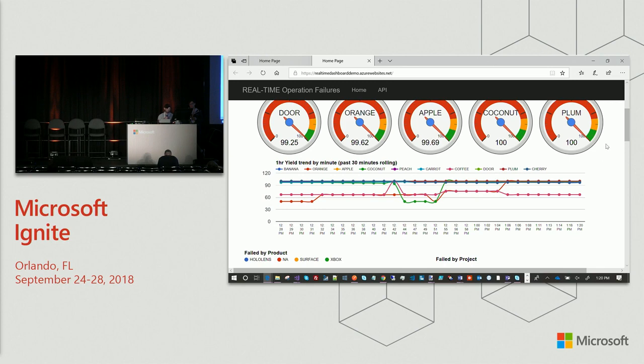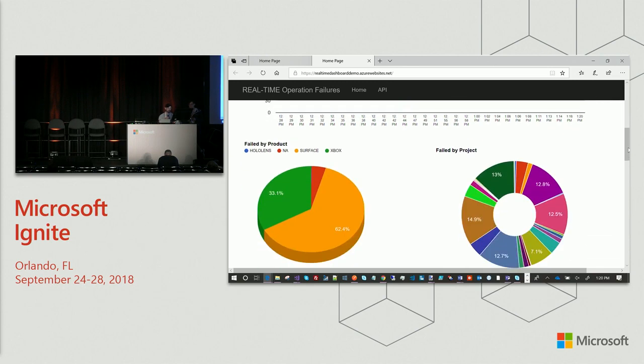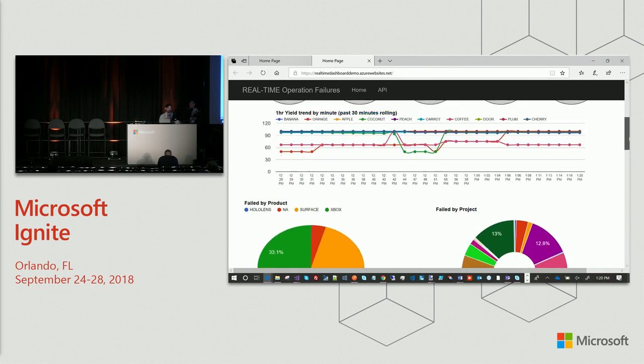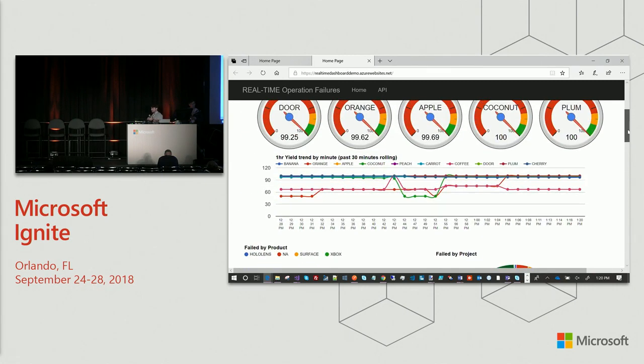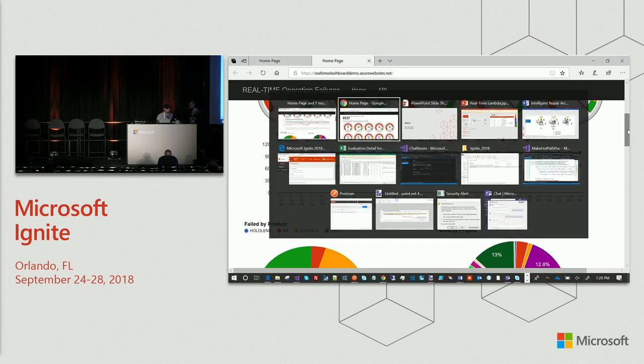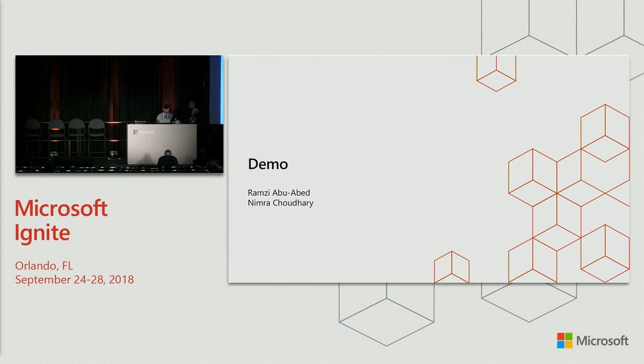And then they have a breakdown of other types of information as well: failed by project, operation type, assembly state, you name it. Again, this could be running on any client because SignalR can push to any client. And yeah, that's all I have, guys. But with manufacturing, agility is key. Being innovative is key. We use the latest technologies, and we tested them. Everything you saw was in production. That was not a demo. It's all data from production. Thanks very much for your time.